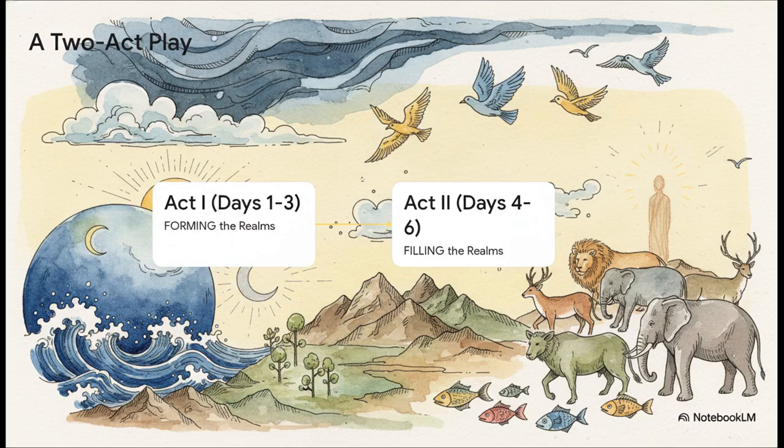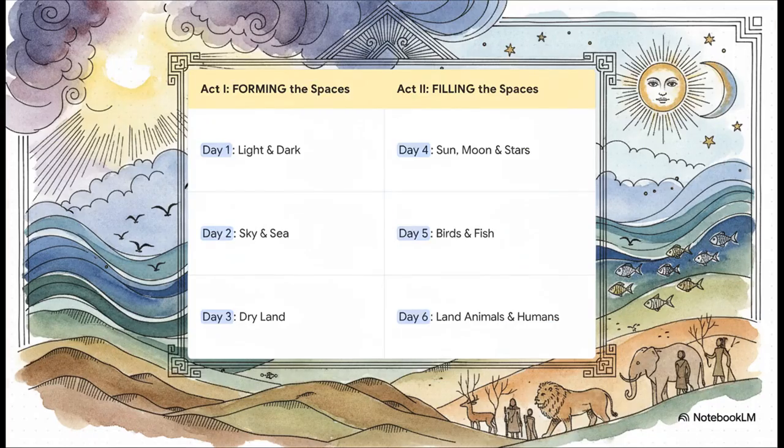Then, in Act 2, days 4 through 6, he comes back to those exact same stages and fills them with their inhabitants. And this is where it all just clicks into place. It's beautiful. On day 1, God creates the realm of light and dark. So what happens on the corresponding day, day 4? He fills that realm with the rulers of light and dark, the sun, moon, and stars.